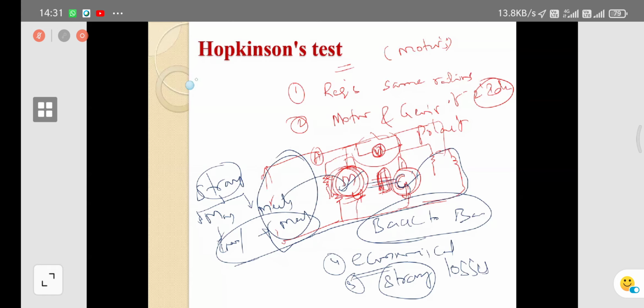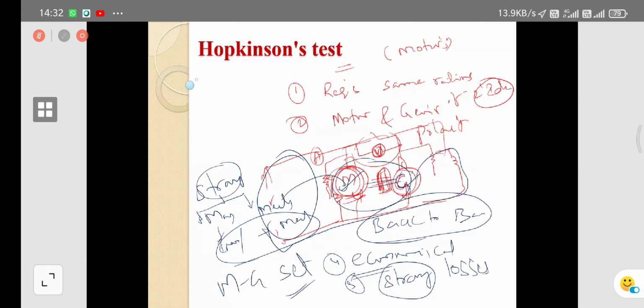But coming to the disadvantages, this is the motor set and this is the MG set, generally a motor and generator set. Because of that MG set, the total cost is high. So the cost is high, but it is also economical.